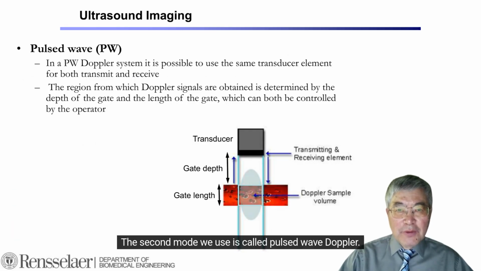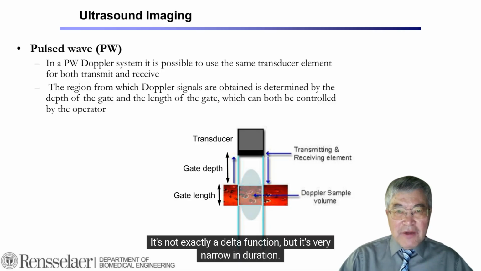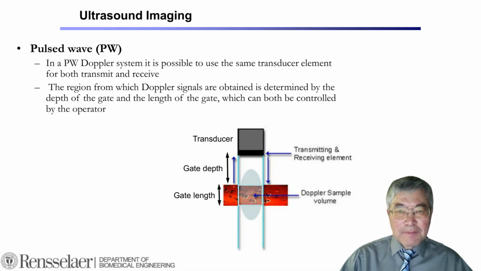The second mode we use is called pulsed wave Doppler. In this mode, we do not send ultrasound continuously. Instead, we transmit a series of short pulses, almost like delta functions, separated in time. It's not exactly a delta function, but it's very narrow in duration.